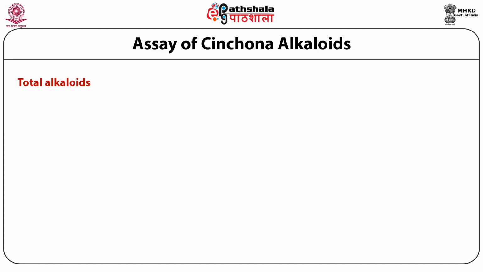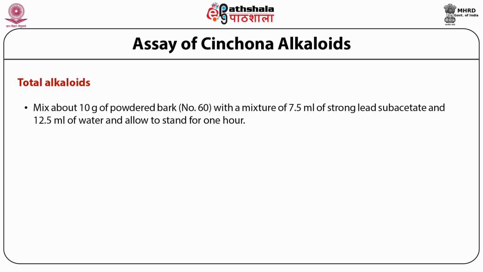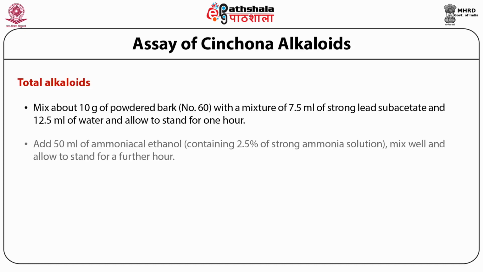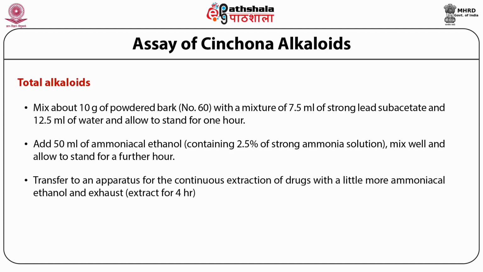It involves a few steps. The first step is we mix the powdered bark with a mixture of 7.5 ml of strong lead subacetate and 12.5 ml of water, and we allow it to stand for 1 hour. Add 50 ml of ammoniacal ethanol. We mix it well and allow it to stand for another hour. Transfer to an apparatus for continuous extraction, a Soxhlet apparatus or a percolator, with a little more ammoniacal ethanol, and we let the extraction take place for about 4 hours.